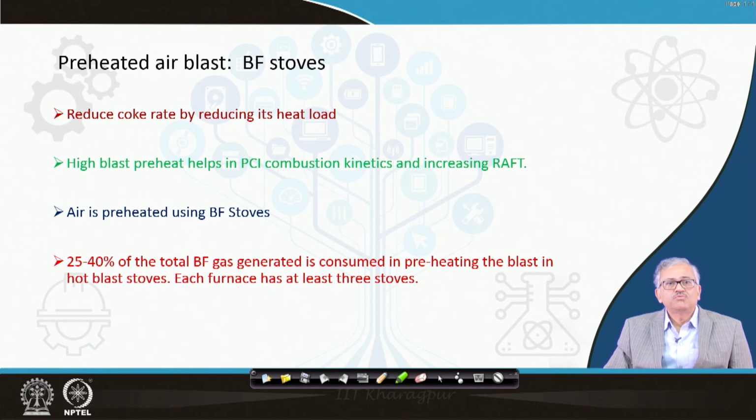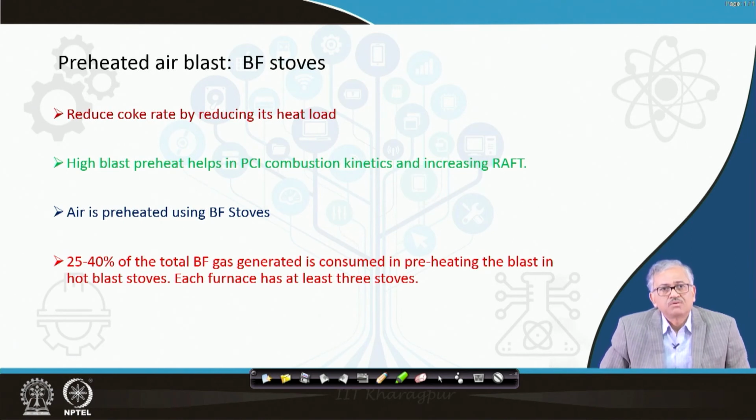Around 20 to 40% of the top blast furnace gas, whatever blast furnace gas is produced, is also rich in CO. Quite a large amount of CO is there, maybe 15 to 20% CO in the blast furnace gas. Also, blast furnace gas has sensible heat. A lot of gas comes out at around 100 to 200 degrees centigrade, so a lot of sensible heat. It contains CO, so chemical heat is also there.